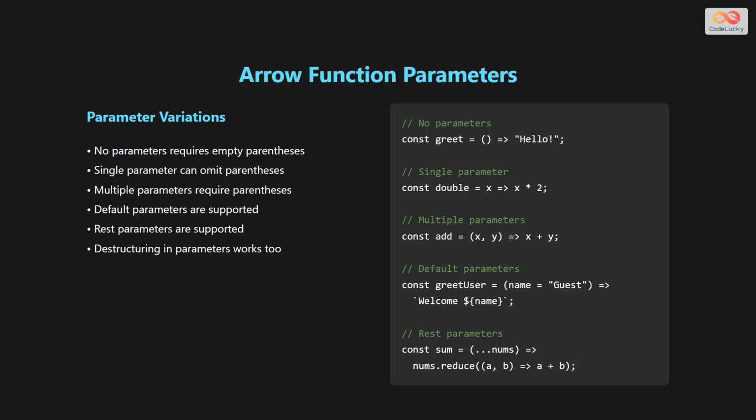Here is an example of each of these cases. This first function, greet, has no parameters, and it returns the string hello. The next one, named double, takes a single parameter x and returns x multiplied by 2. The third function, add, takes two parameters, x and y, and returns their sum. The function, greetUser, shows default parameters with the default name of guest that can be overridden by passing an argument. Finally, the sum function uses rest parameters and the reduce method to add an arbitrary number of numbers.